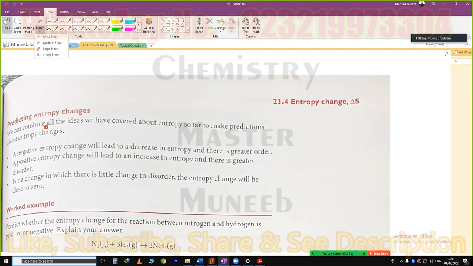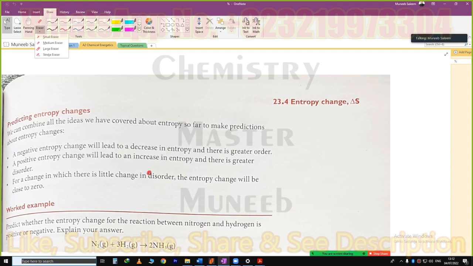This is the summary. We can combine all the ideas we have covered about entropy. Number one, a negative entropy change will lead to a decrease in entropy, and there is a greater order. So negative entropy change means decrease in entropy, and decrease in entropy means greater order. Positive entropy change means increase in entropy, and there is a greater disorder. And for a change in which there is little change in disorder, the entropy change will be close to zero.